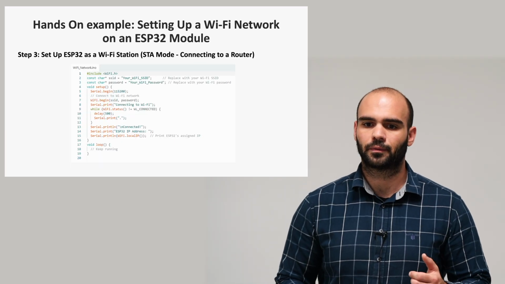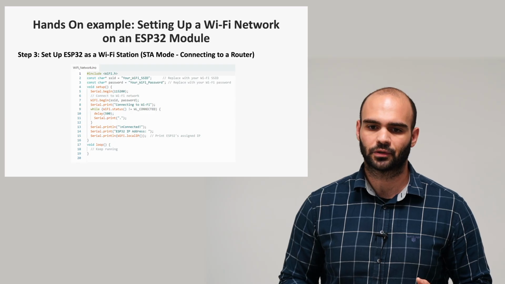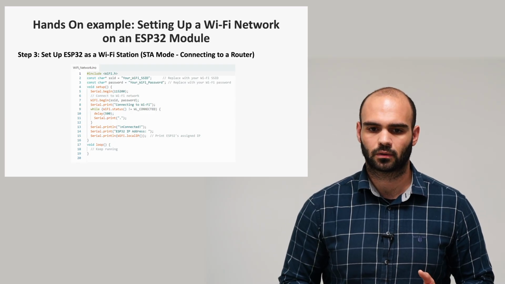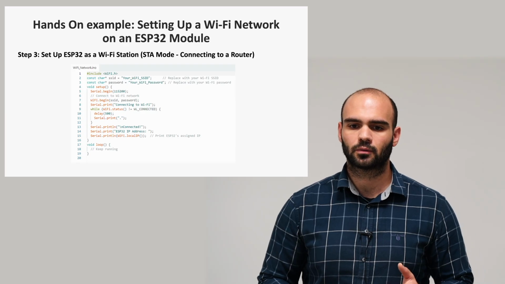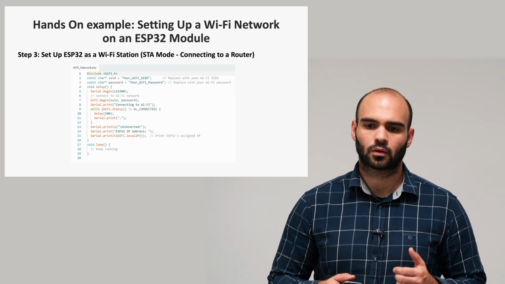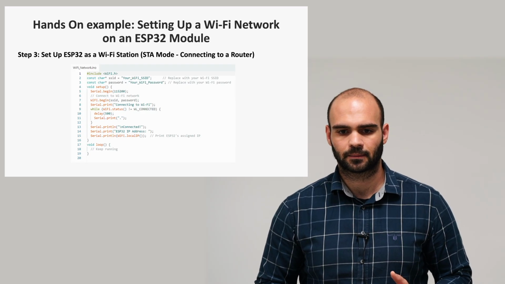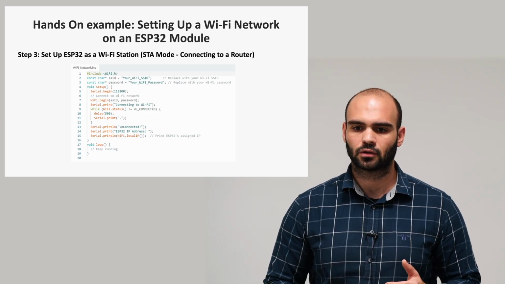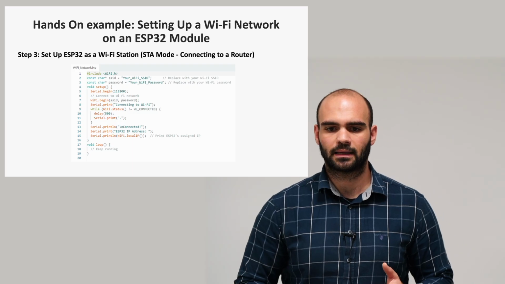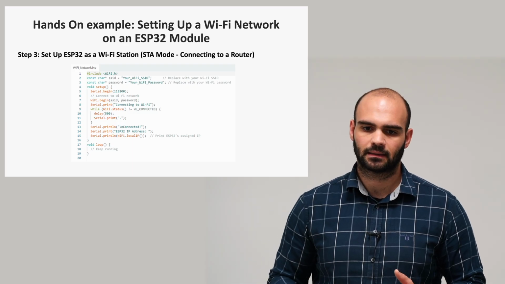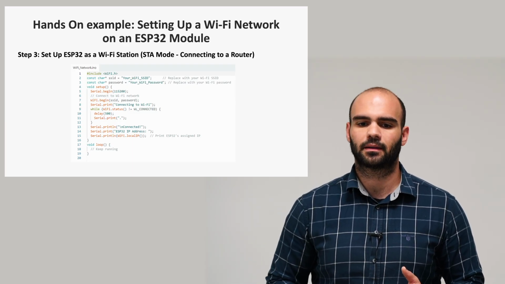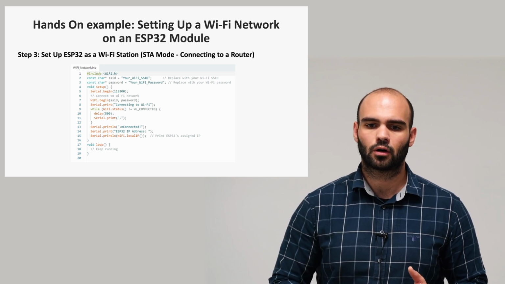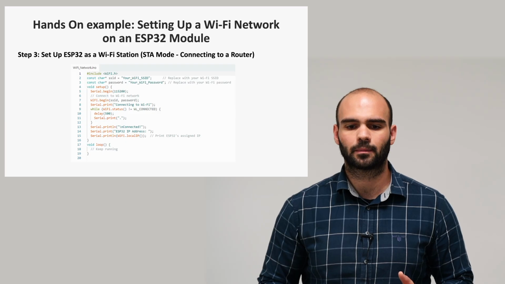In this step, we'll configure the ESP32 as a Wi-Fi station, meaning it connects to an existing router instead of creating its own network. We use WiFi.begin to connect using your Wi-Fi credentials. The loop checks the connection status until it's successful, printing dots to show progress. Once connected, the program prints connected and displays the local IP address assigned by the router. This mode is perfect for connecting your ESP32 to a home or a lab network for IoT applications.